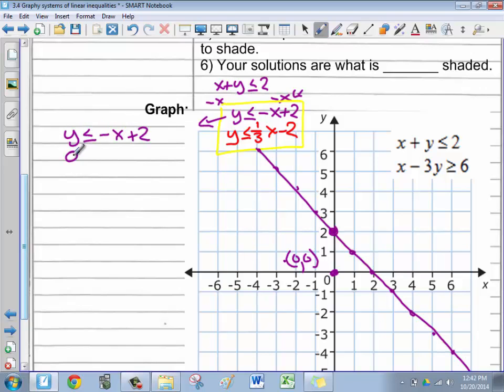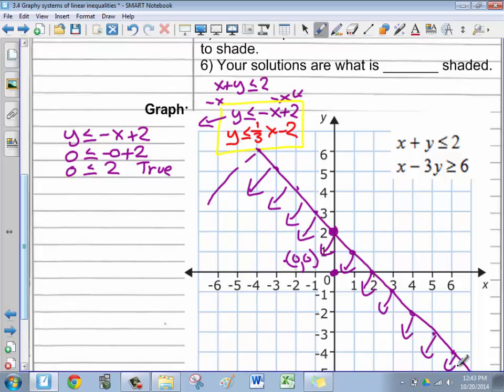So I got 0 when I plug this point into it is less than or equal to negative 0 plus 2. I got 0 is less than or equal to 2. Is this true? Yes, you're right. It is true. So therefore, we will shade down here. I'm just going to draw arrows to remind me. Because we're doing systems, sometimes it's nice to just draw arrows so it doesn't get too crazy. So there are my arrows that will remind me where to shade.